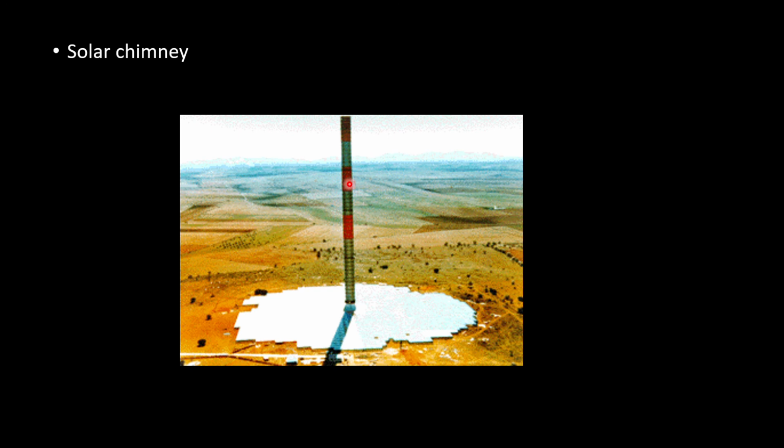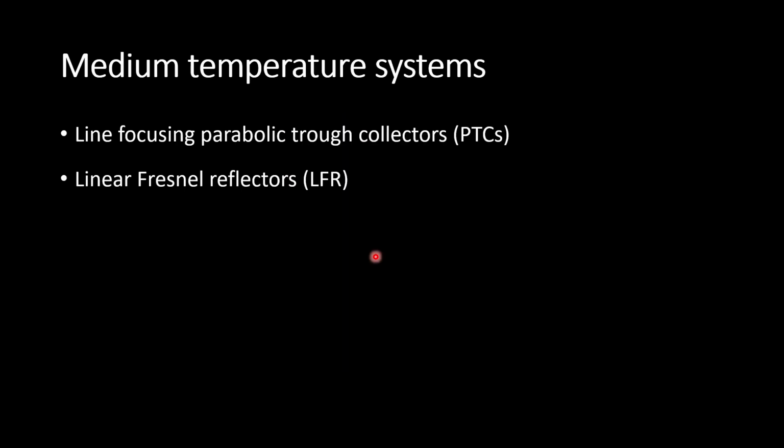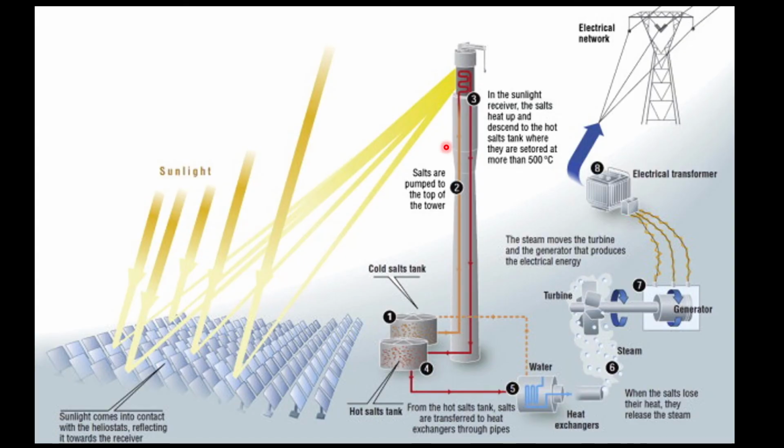So this is a practical installation of a solar chimney. This is in Israel. And for medium temperature systems, as we already discussed, we use line focusing parabolic trough collectors and linear Fresnel lens collectors. These go up to 400 degrees Celsius, and we can use them as medium temperature systems.